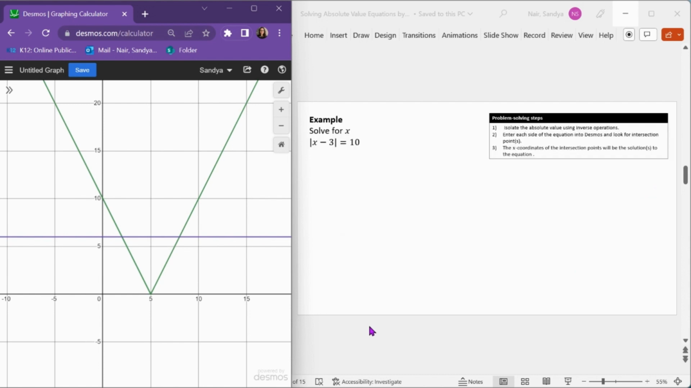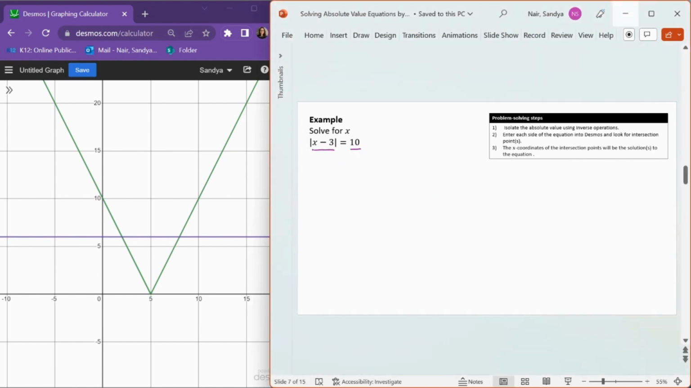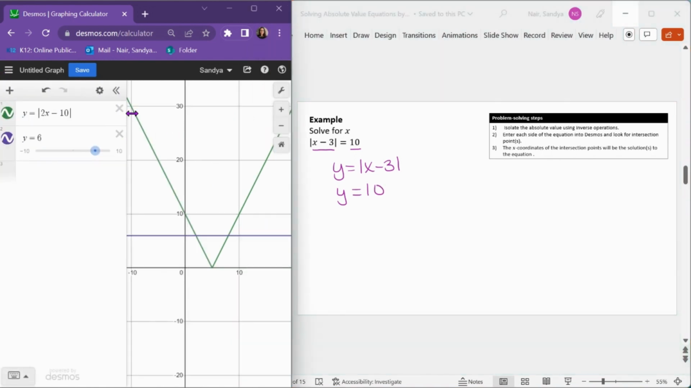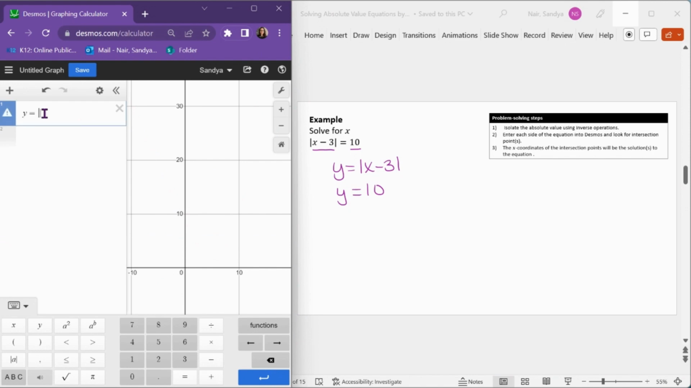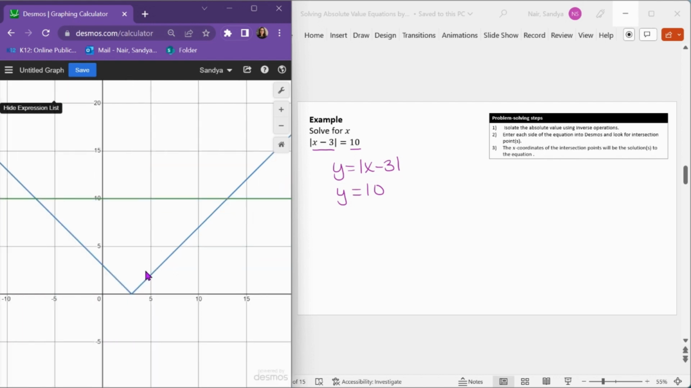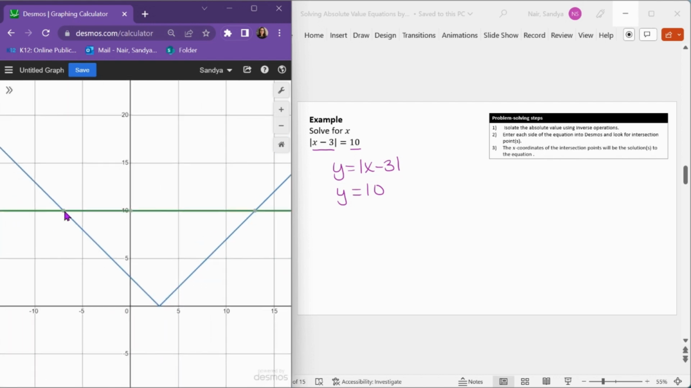So let's try solving now the absolute value of x minus 3 equals 10. Here the absolute value is already isolated, so I can go ahead and enter this into my calculator as two separate functions. So I have y equals the absolute value of x minus 3 and y equals 10. So I'm going to go to Desmos now, and I'm going to enter these into my calculator. I have y equals the absolute value of x minus 3, and then in row 2, I have y equals 10. Now I'm going to click on my graph to find the two intersection points.